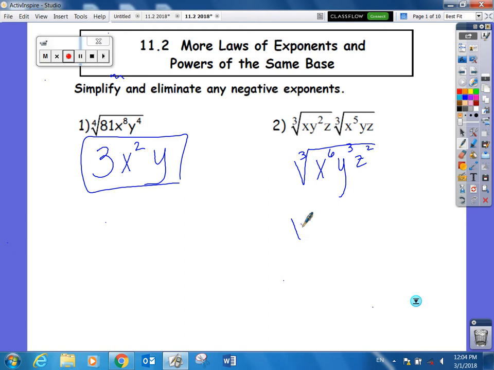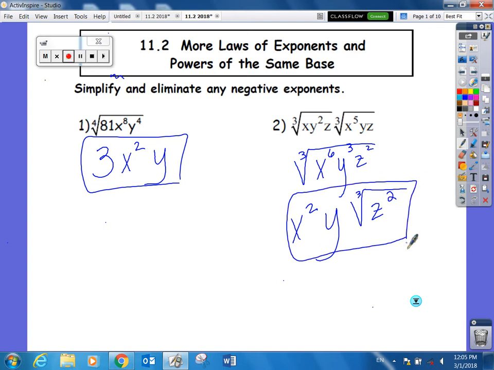3 goes into 6 twice, so that's x squared. 3 goes into 3 once, so that's y. 3 does not go into z at all, so it has to stay. We can't do anything with that. It's like the square root of 7. We can't take the square root of 7, it just has to stay. So the cube root of z squared.